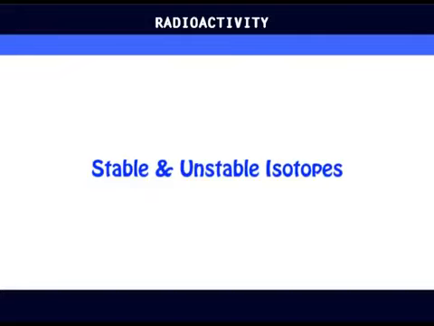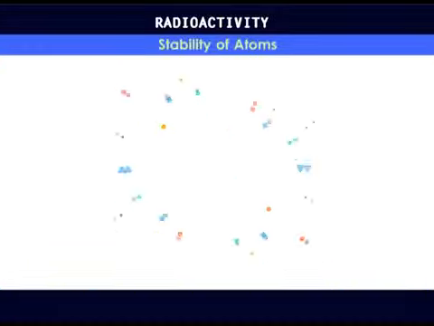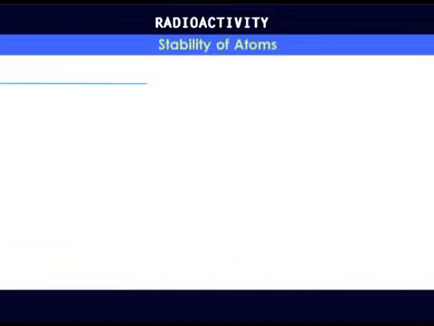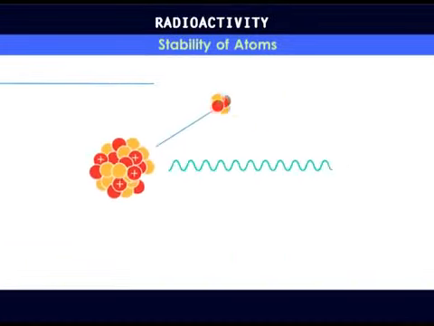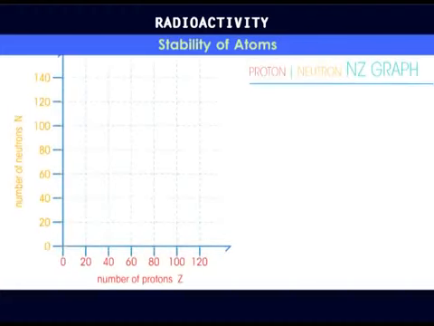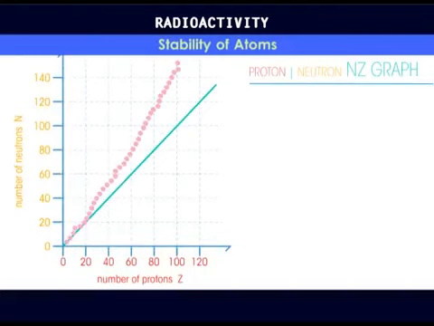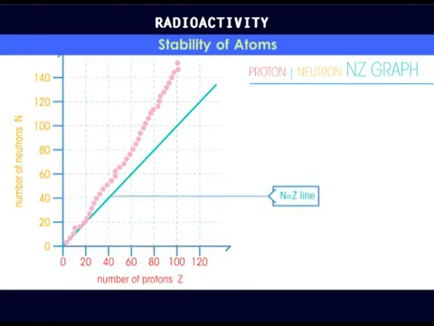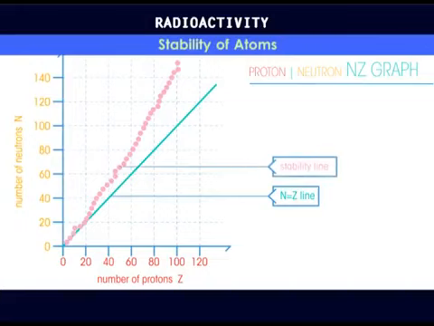So, how do we know if an atom is stable or unstable? We can determine whether a radioisotope is likely to decay and what type of decay is likely to occur by looking at its position on a proton-neutron NZ graph. This graph shows the number of protons on the x-axis and the number of neutrons on the y-axis. This is the stability line.